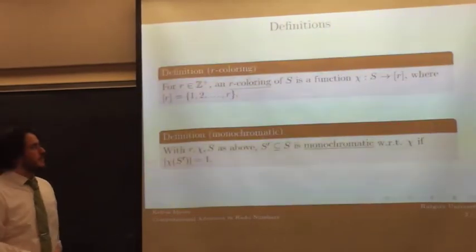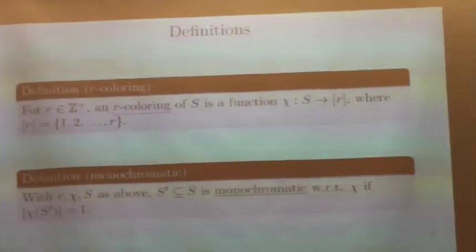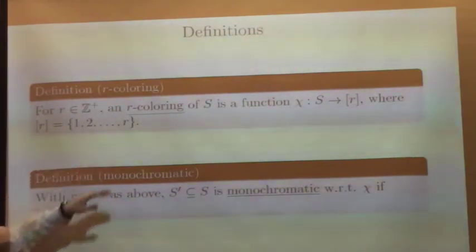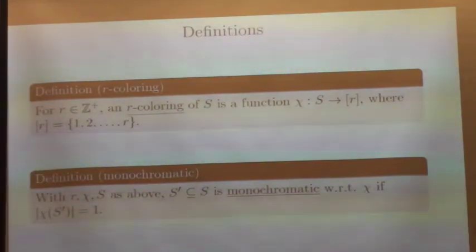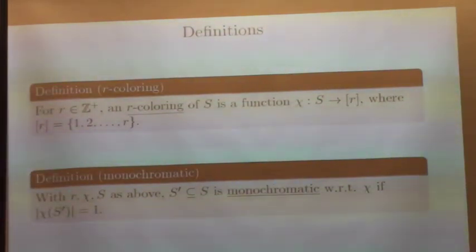So, we'll start with probably the two most basic definitions. An R coloring of S, which for now could just be any set, is a function from S to the set bracket R, which is just 1 through R. So R coloring because R is the number of colors. And just to be clear, when I say 1 through R, that is a finite number of colors. I don't think anything we say today would work if that were not the case.